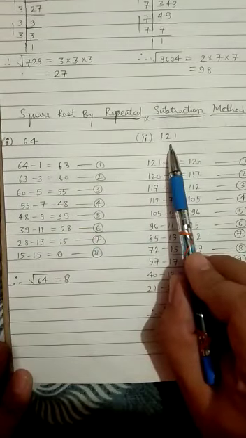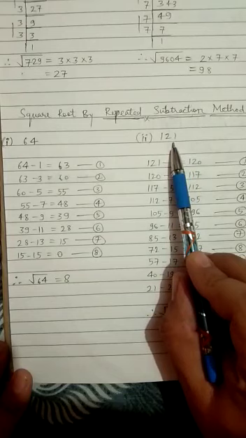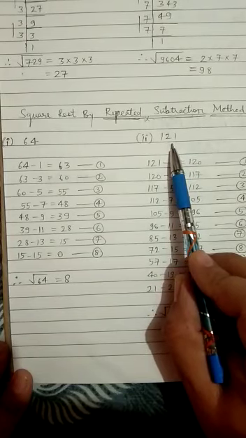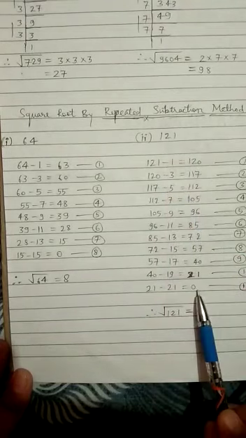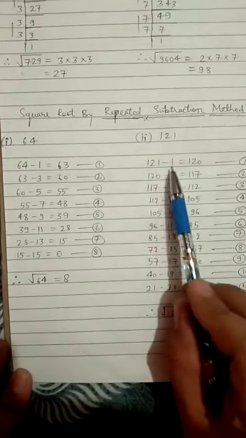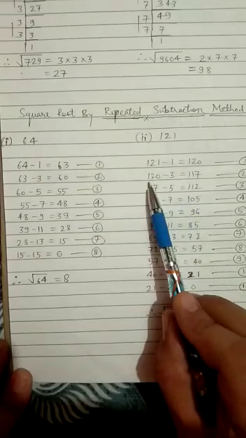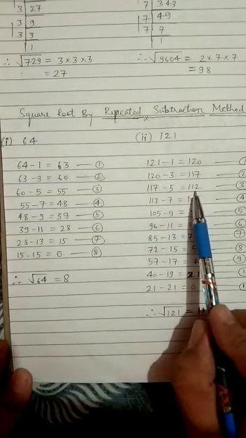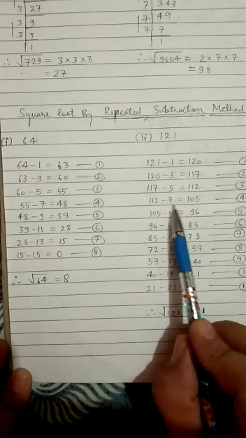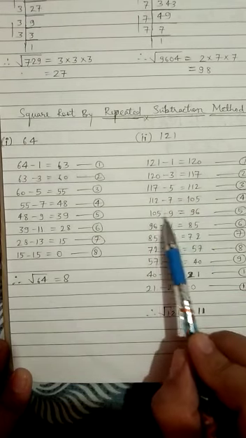Another number, 121. We already know that the square root of 121 is 11. It means it will be completed in 11 steps and the remainder will come 0. See how. 121 minus 1, 120. 120 minus 3, 117. 117 minus 5, 112. 112 minus 7, 105.